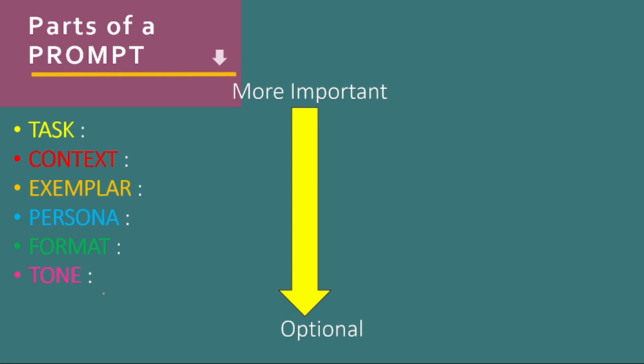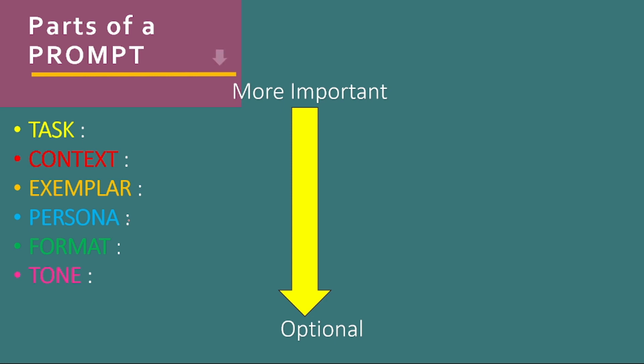But if you are including all of the six in your prompt, then your prompt is more accurate and you are able to get accurate and better results from ChatGPT, right? Context: you are setting a context for your question. Exemplar: you can further explain by giving some sort of further explanation. Persona, which we have already talked about: you are telling ChatGPT to become something and then explain.